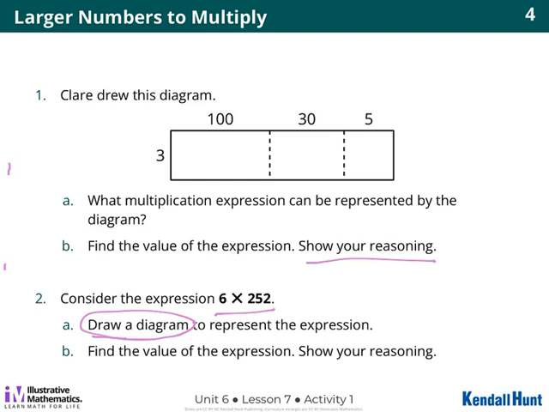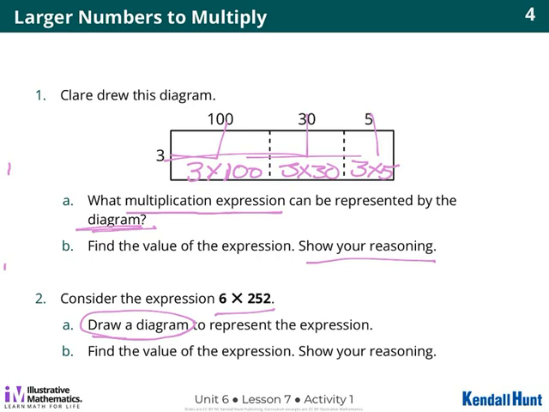So a couple things I want to point out. Number 1, A, okay? It says, what multiplication expression can be represented by the diagram? So many of you guys jumped straight to these expressions: 3 times 100, and then you did 3 times 30, and 3 times 5. Okay, those are the parts of the diagram.